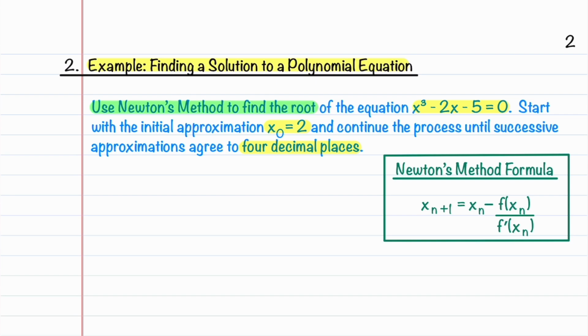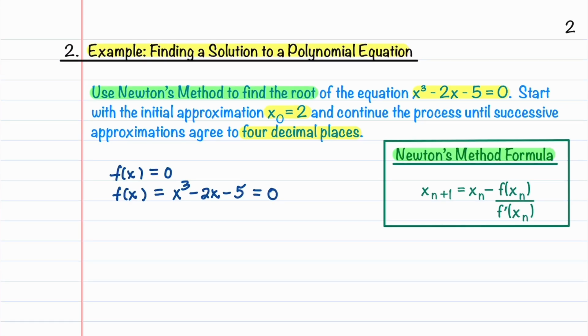Just to make things easier, I went ahead and wrote down the formula for Newton's method. The equation that we solve with Newton's method is the equation f of x is equal to 0. So we're going to let f of x be our cubic equation, x cubed minus 2x minus 5 is equal to 0. Notice in our formula over here on the right for Newton's method that it has an f prime in it. So let's go ahead and find f prime of x. F prime of x is equal to 3x squared minus 2.